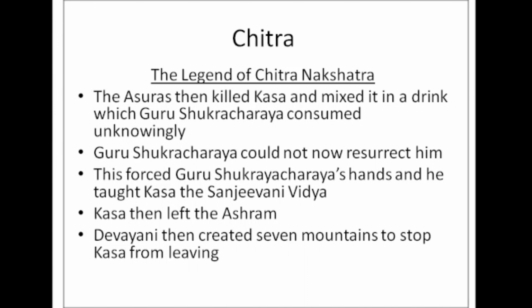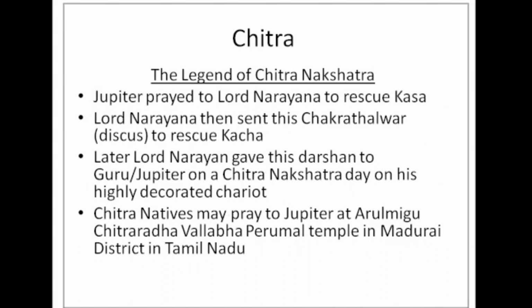But Devyani was very upset that Kasa was leaving the ashram. So she created 7 mountains to stop Kasa from leaving. And then Kasa was trapped between these 7 mountains. He could not leave the ashram. And then Kasa's father, Jupiter, prayed to Lord Narayana, which is Vishnu, to rescue Kasa. And then Lord Narayana sent his discus, his Chakra Talwar, to rescue Kasa from the grips of the asuras.